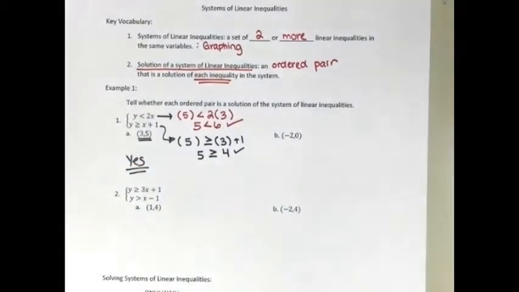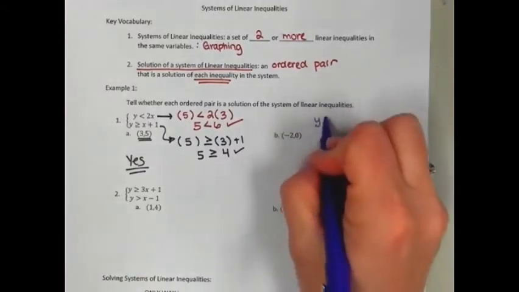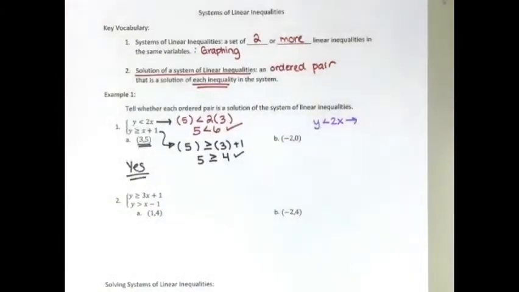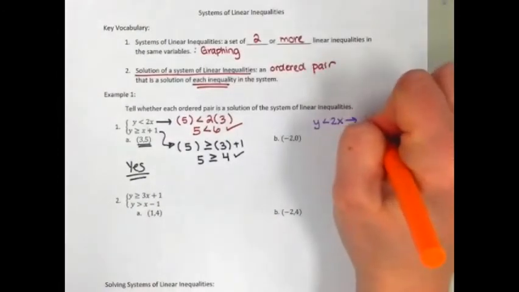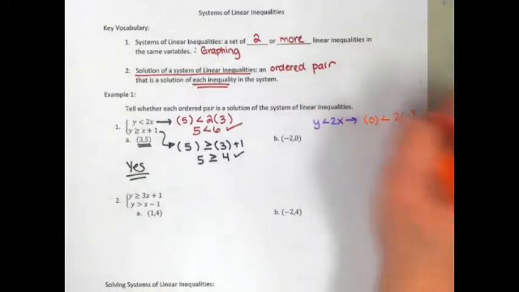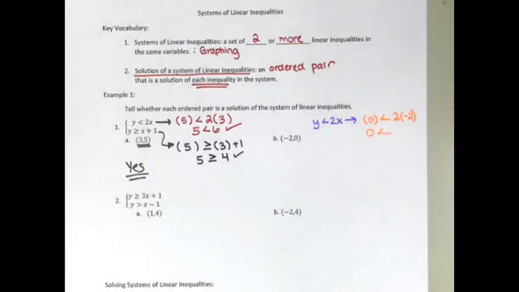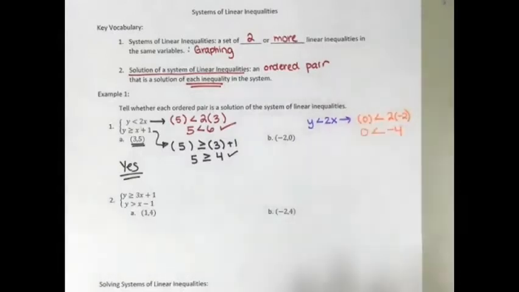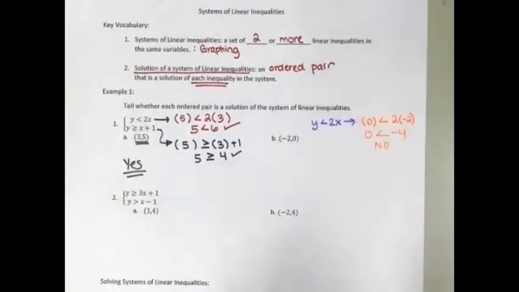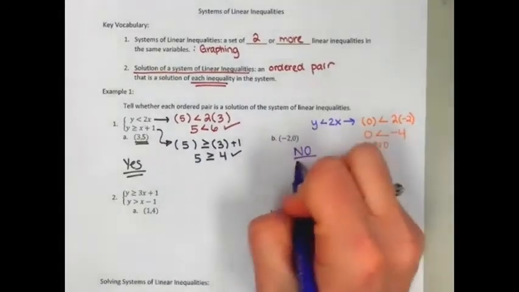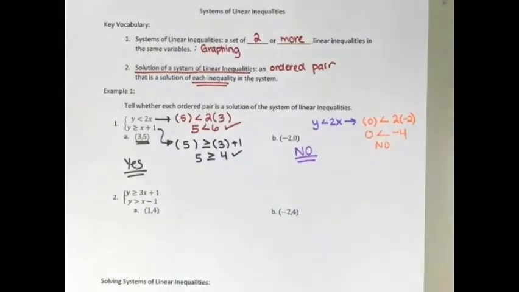All right. What about B? Let's look at that first equation. What's my y coordinate? 0. Is that less than 2 times, what's my x coordinate? Negative 2. Is 0 less than, what's 2 times negative 2? Negative 4. And is 0 less than negative 4? No. So could (negative 2, 0) be a solution to the system? No. And do I even have to check the other inequality? No, because we already said no for the first one. We don't have to plug it into the second one. It has to be true for both.